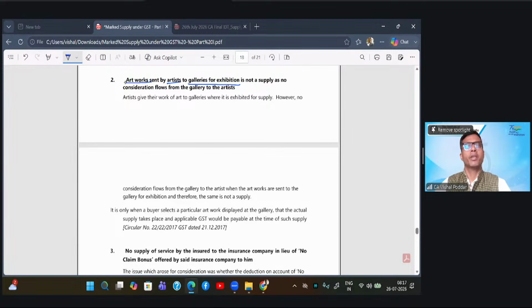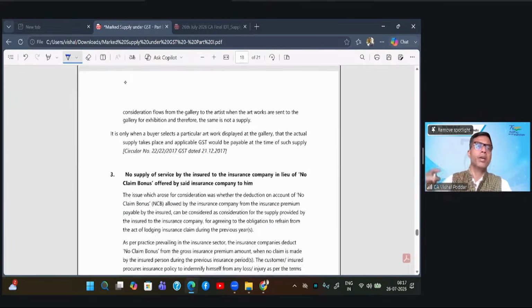However, out of this 50, 30 paintings get sold. Now for those 30 paintings, I will be receiving money from the final buyer. That is only what is supplied. So when I'm sending the paintings to be displayed in the exhibition or at the art gallery, there is no supply and GST cannot be applicable in such cases.